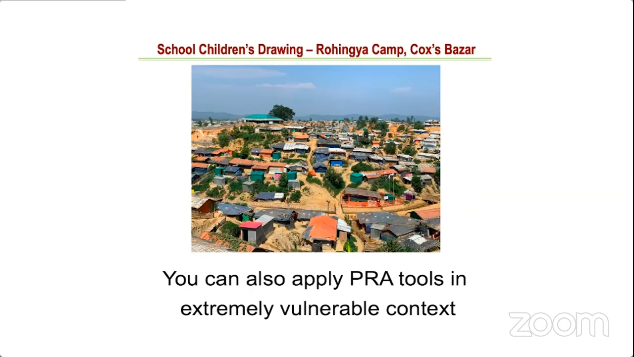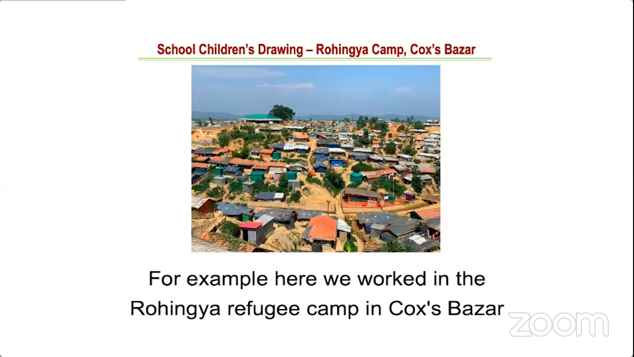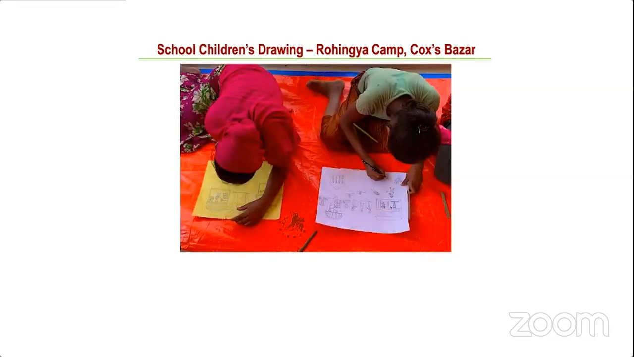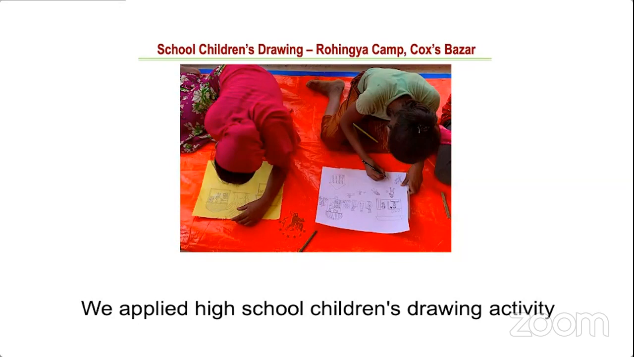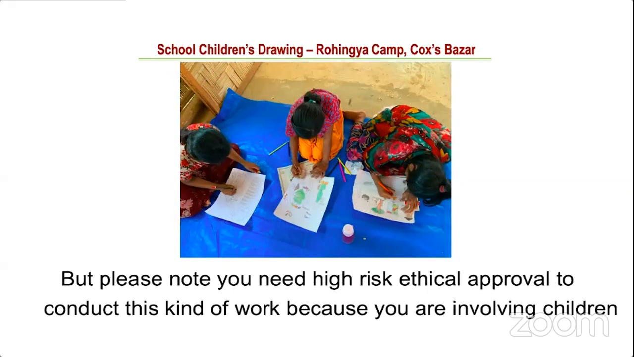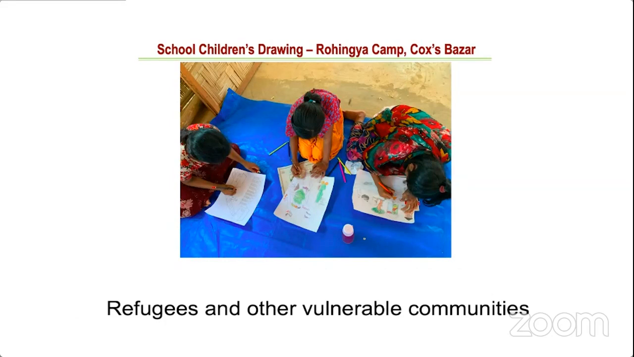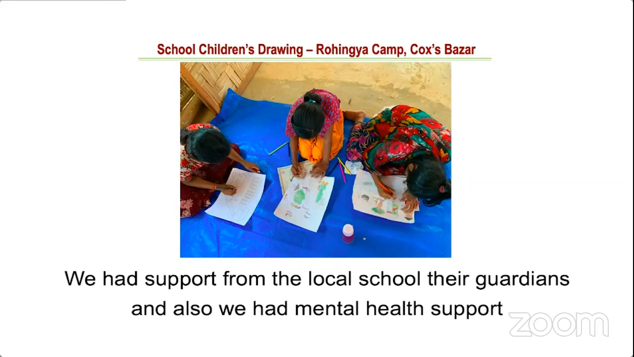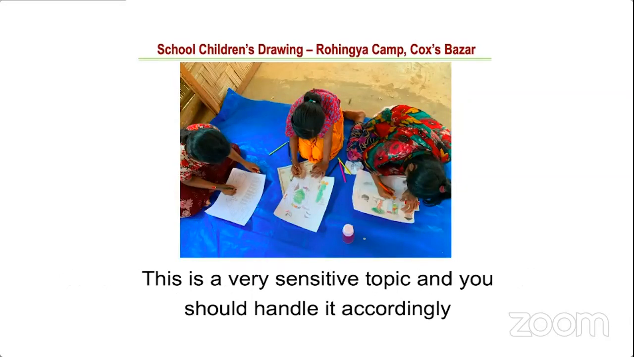You can also apply PRA tools in extremely vulnerable contexts. For example, here we worked in the Rohingya refugee camp in Cox's Bazar. We applied a school children's drawing activity. We wanted to know their living standards in Bangladesh and in Myanmar. But please note, you need high-risk ethical approval to conduct this kind of work because you are involving children, refugees, and other vulnerable communities. We had support from the local school and their guardians, and we also had mental health support. This is a very sensitive topic, and you should handle it accordingly.